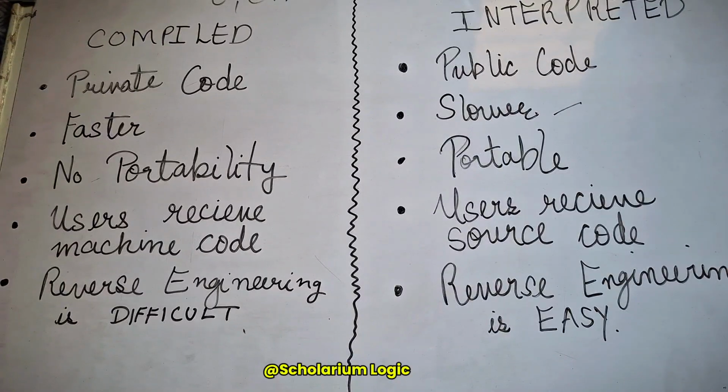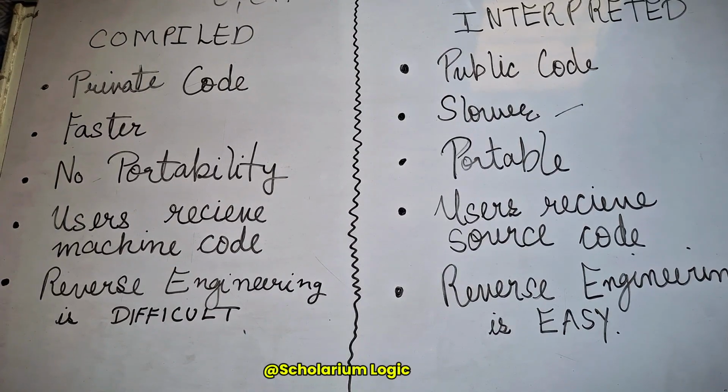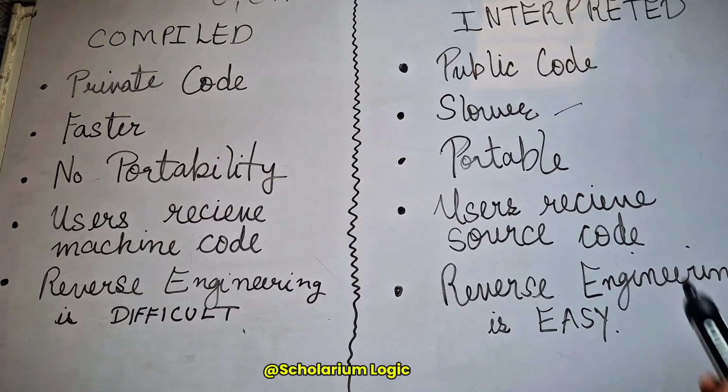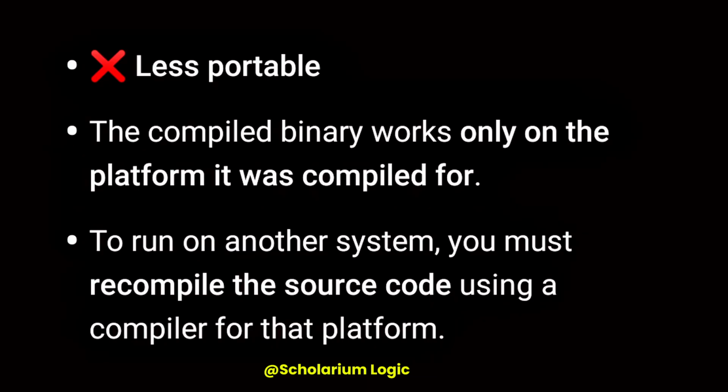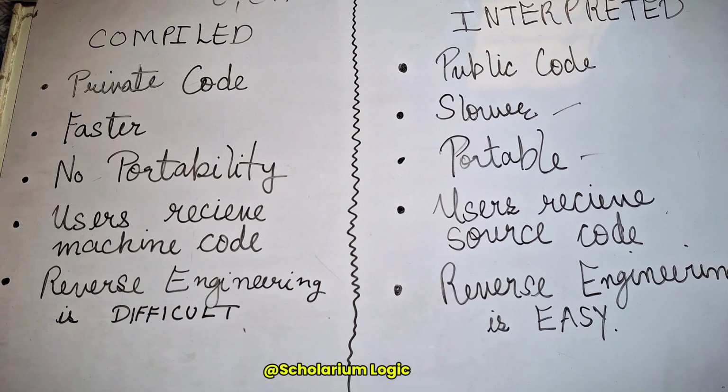The third difference is in terms of portability. Compiled languages are not portable, whereas interpreted languages are portable. Why is this so? In compiled languages, source code gets converted directly into machine code before execution, which makes it platform dependent. The compiler creates an executable file that is specific to a target operating system and processor architecture. That's why it lacks portability. An executable file created for a 64-bit Windows machine cannot be run on a Linux ARM machine. To run on a different platform, the entire program must be recompiled for that specific architecture.